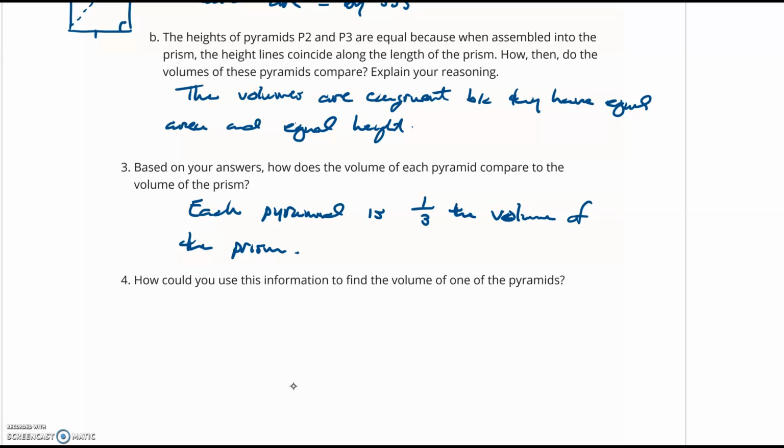How could we use this information to find the volume of one of the pyramids? Well, if I know that the volume of a prism is equal to the base area times the height, and I know that each pyramid is 1/3 that, then the volume of a pyramid is equal to 1/3 the area of the base times the height, or we can write it as the area of the base times the height divided by 3. So that's how we can find the volume of a pyramid.